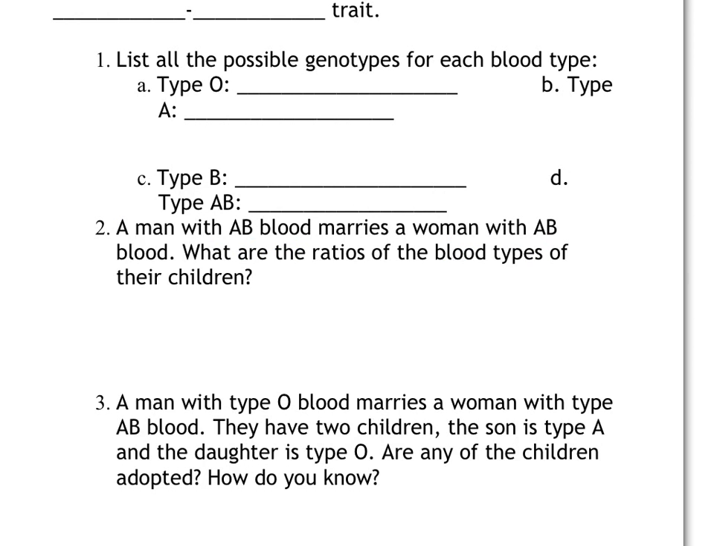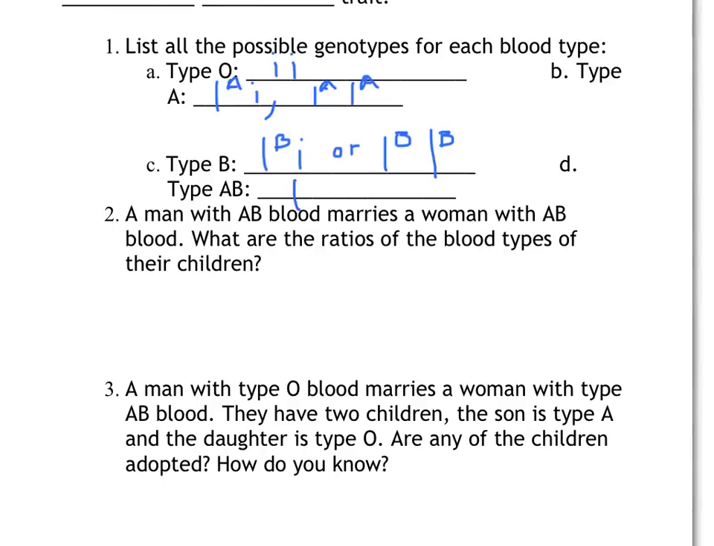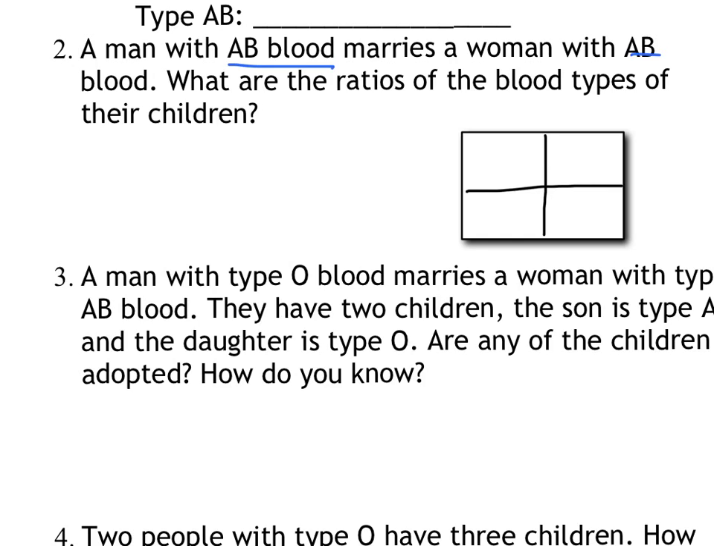Now we're going to list all the possible genotypes for each blood type. Type O is little i. It's recessive. It's also hidden. So if we have A, which is IA, that little i is not expressed, still type A. Or you could have IA IA. Like with type A, type B can be either IBi or IBIB. Type AB, however, will only be IA, IB. That's it.